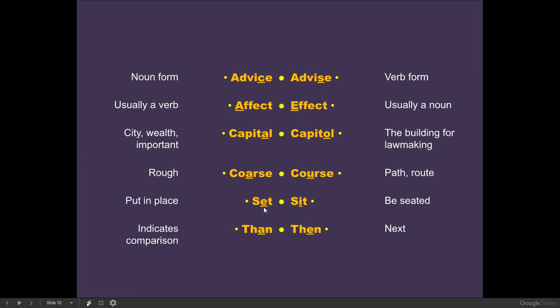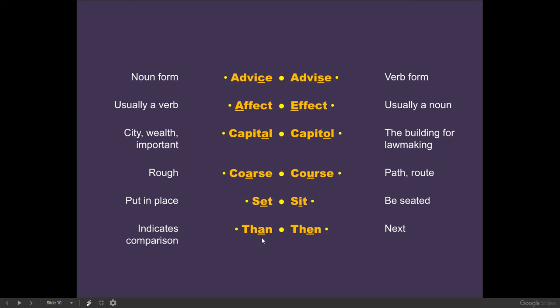You set something down, and then you sit down is something that a person does. So a noun may sit down, right? This is a verb, sit. And then set is also a verb, but you're putting something down in its place. You're setting it on the table. You're sitting in a chair.